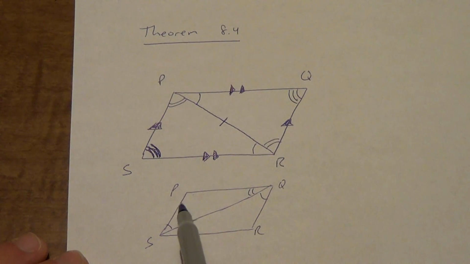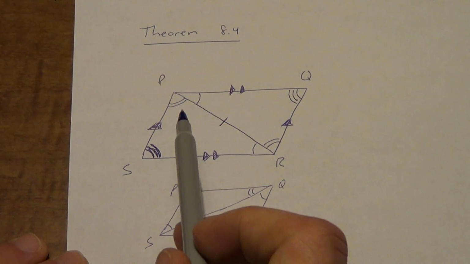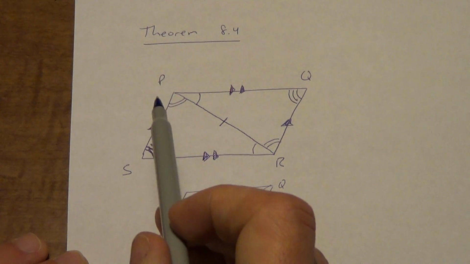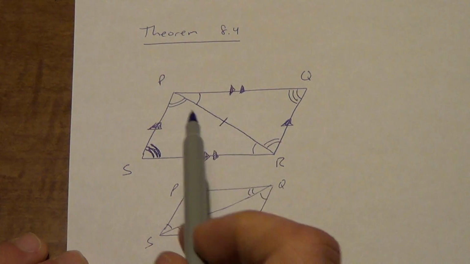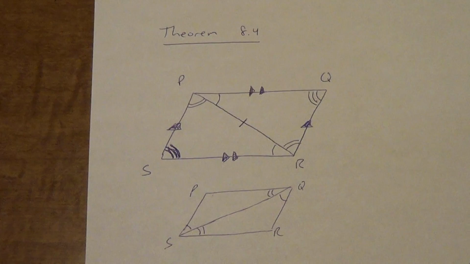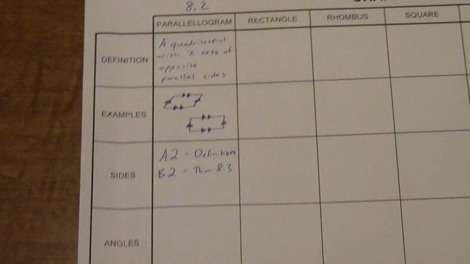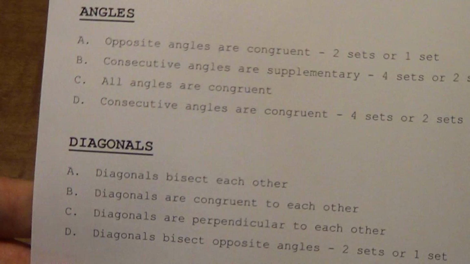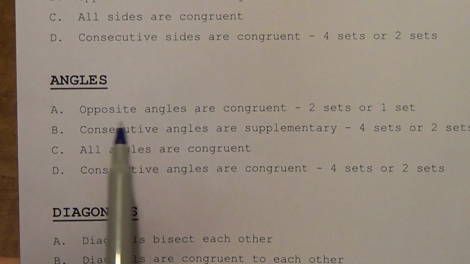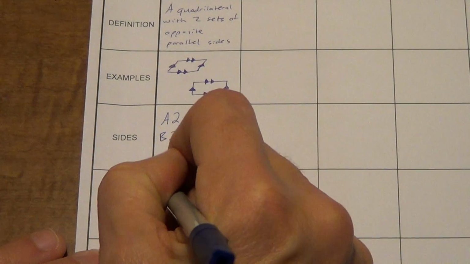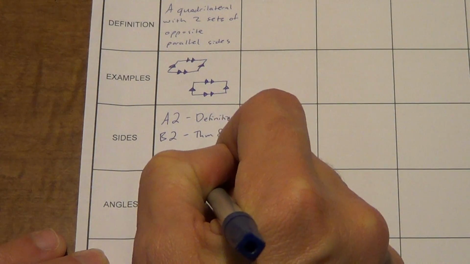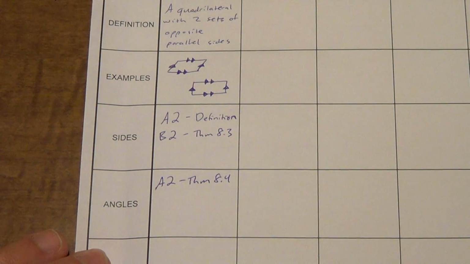We're talking about the whole big angle P, the original angle P and the original angle R. We cannot say something like angle SPR is congruent to PRS. Those two angles are not considered opposite angles in a parallelogram. Okay, so let's look back at this. Let's look at angles. And right here we have opposite angles are congruent. That's true. We have two sets, so we're just going to write down 2, and our reason for it is Theorem 8.4.